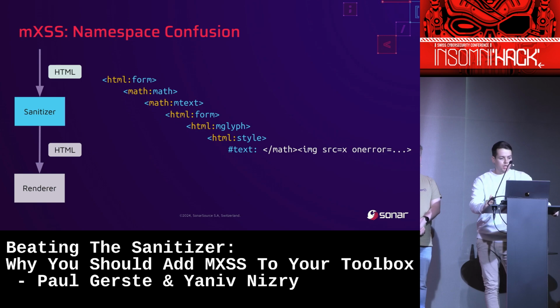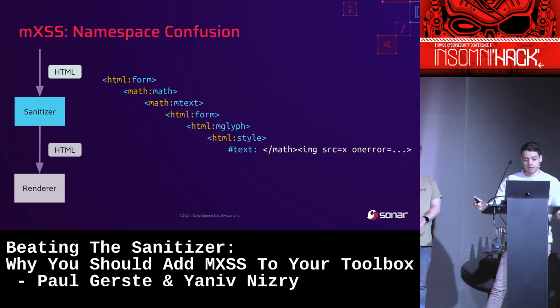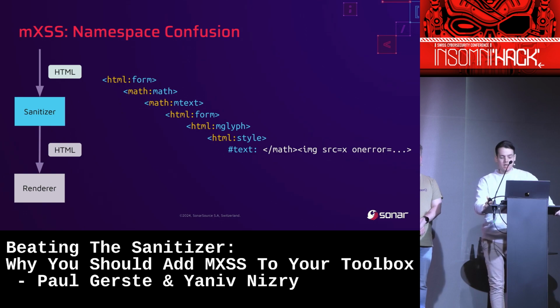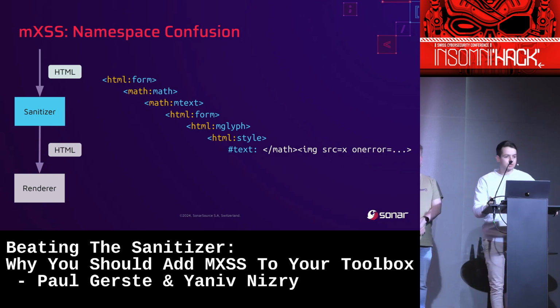We have a form, and then we have a math, and inside of it we have an HTML integration point. In that HTML integration point, we have a nested form, using a similar technique to what we saw before. And then we have an mglyph. Now, the mglyph is not a direct descendant of mtext, so it is in the HTML namespace, and subsequently, also the style. And the content of the style is now raw text.